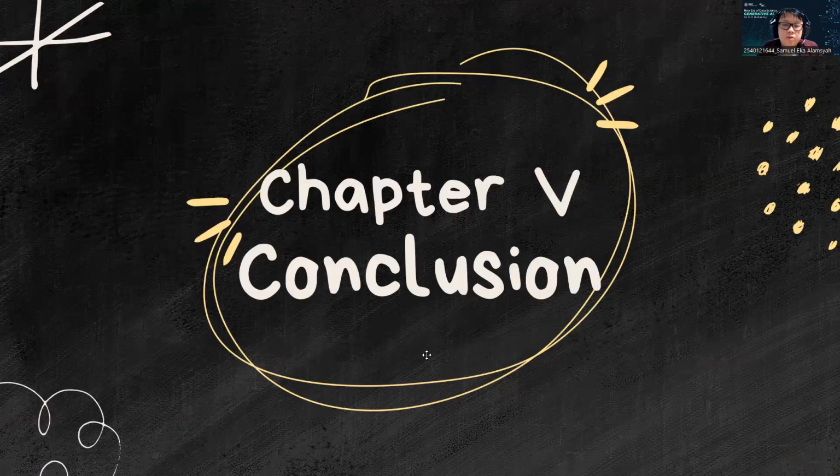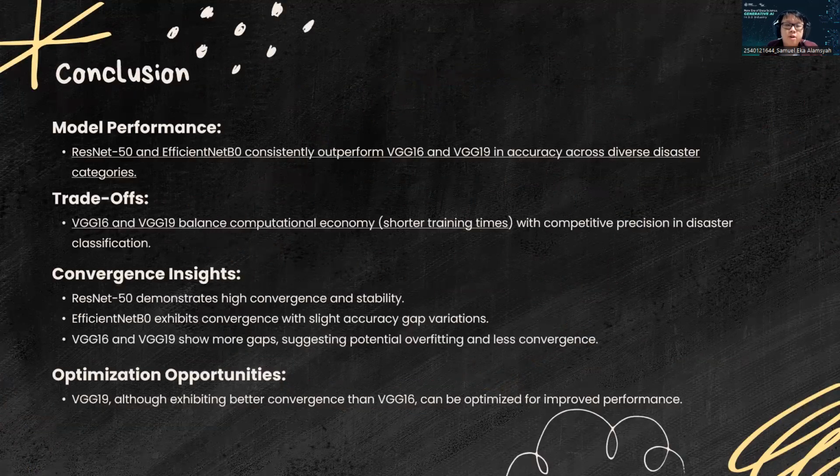And for the final chapter, conclusion, we have several conclusions. For model performance, ResNet 50 and EfficientNet B0 consistently outperform VGG16 and VGG19 in accuracy across diverse disaster categories. But for the trade-off, VGG16 and VGG19 balance computational economy with shorter training times. For the convergence insight, ResNet 50 demonstrates high convergence and stability. EfficientNet B0 exhibits convergence with slight accuracy gap variations, and VGG16 and 19 show more gaps, suggesting potential overfitting and less convergence.